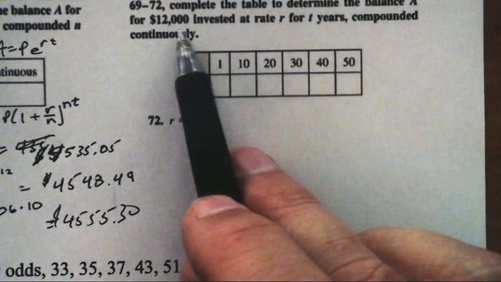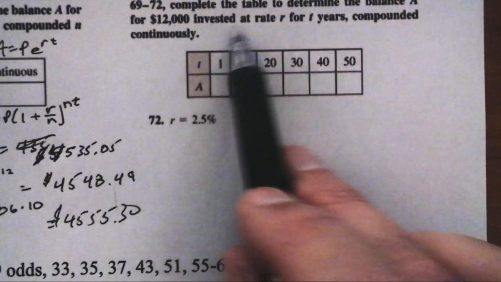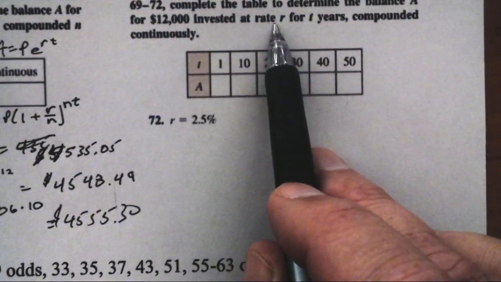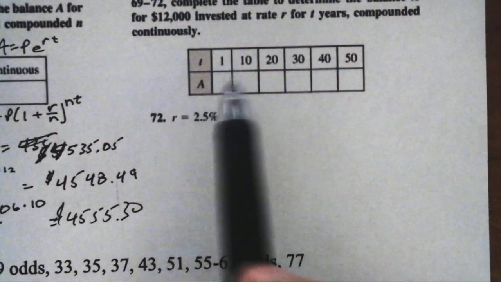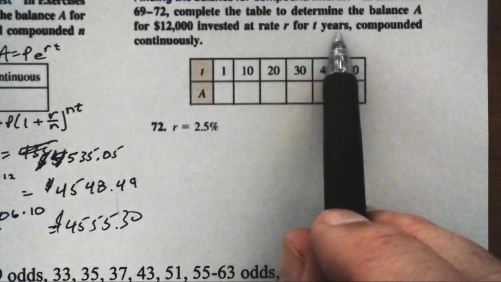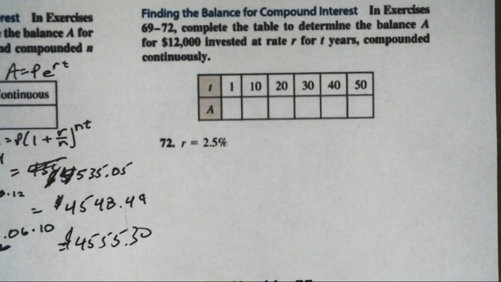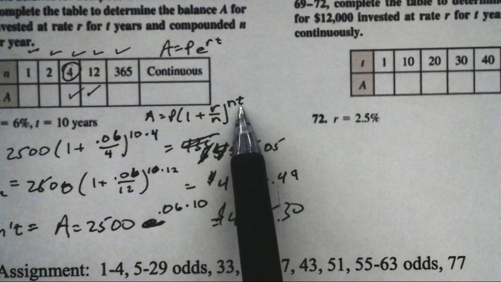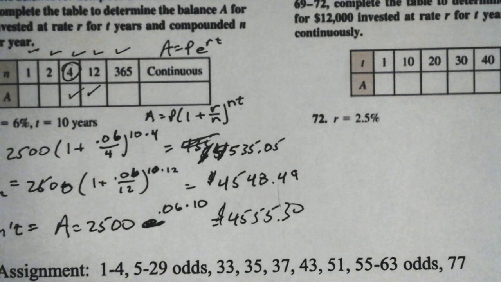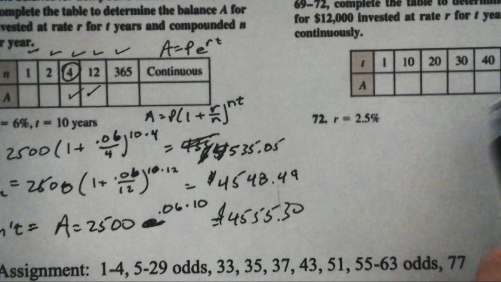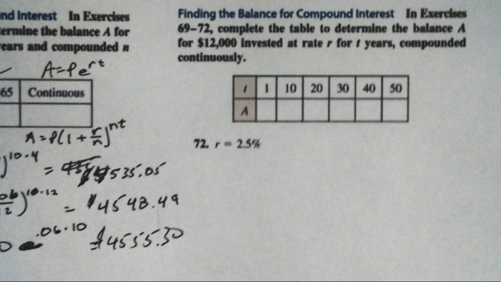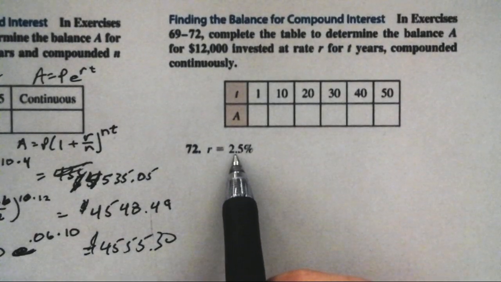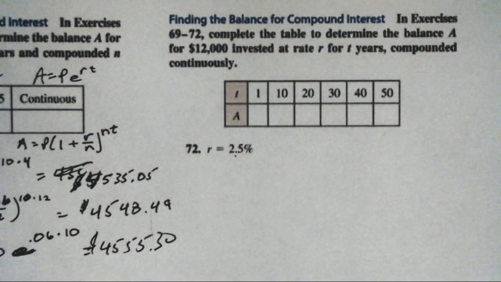Complete the table to determine the balance A for $12,000 invested at a rate R. So here we're going to let the number of years we invest vary. And this is your economics lesson of the day. The good news with time is it's in the exponent. The exponent is called the power for a reason. The longer we leave things in, it can become dramatically different.